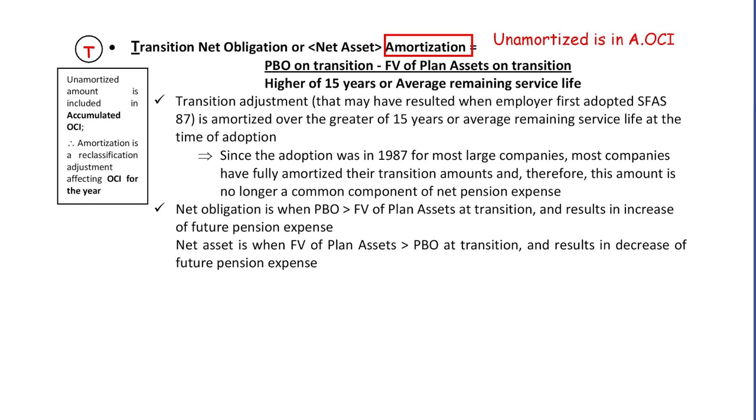Now, these transition adjustments, as I told you, are not so important currently because they are no longer a component of net pension expense. This transition happened ages back in 1987.